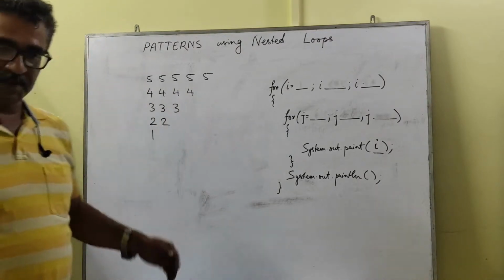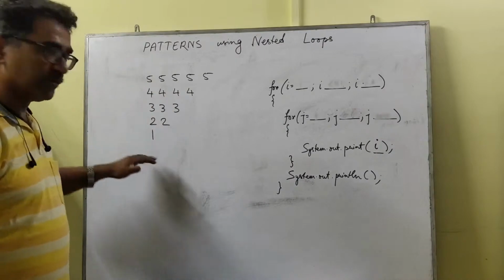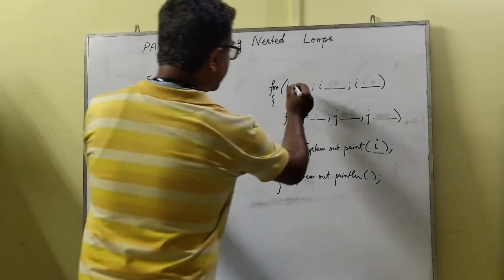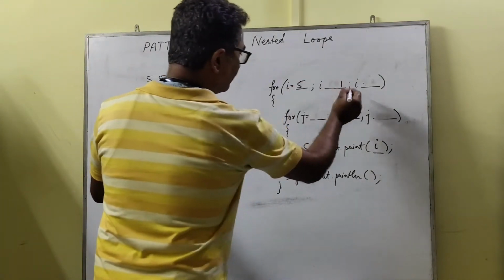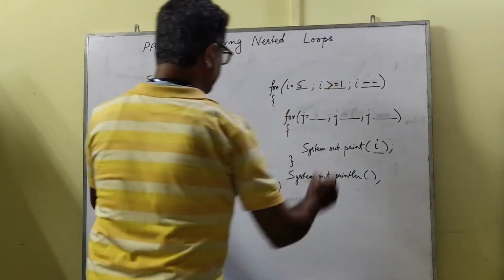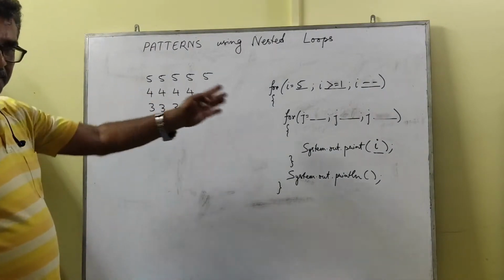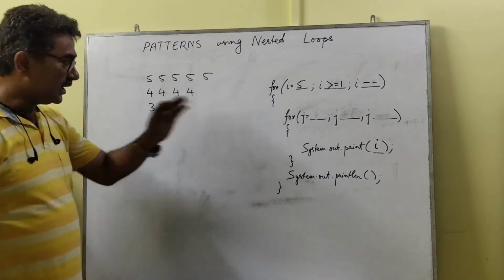Now you can see this particular pattern. Both the sides, apart from the base, run from 5 to 1. So that will naturally be the outer loop from 5 till 1. Since it is decreasing, it is i--, and this has to be greater than or equal to. Now coming further, determining the values for the inner loop.